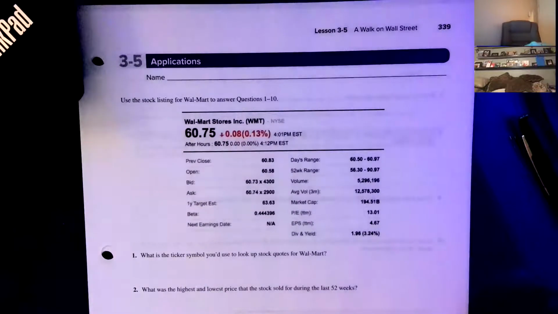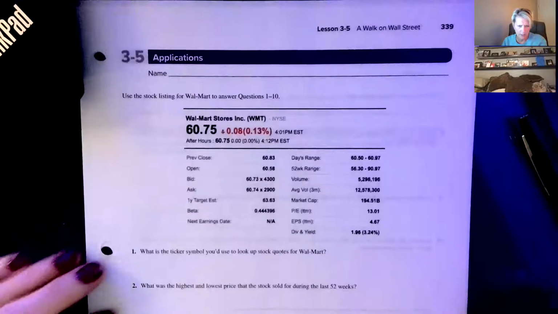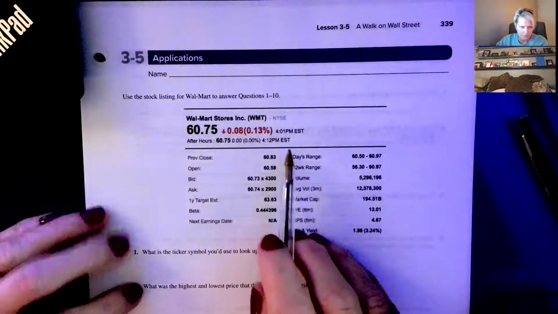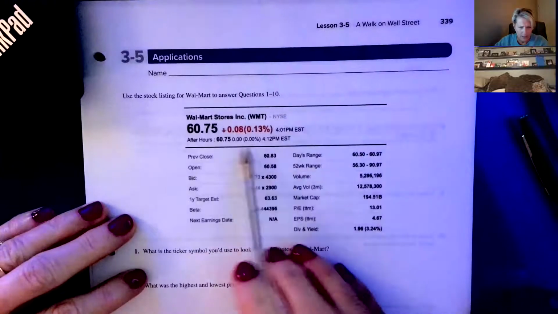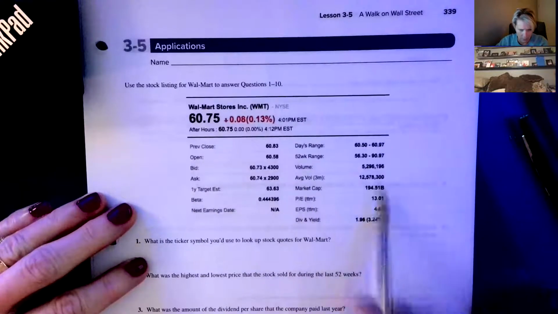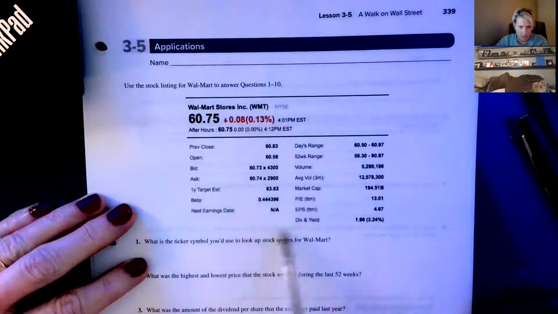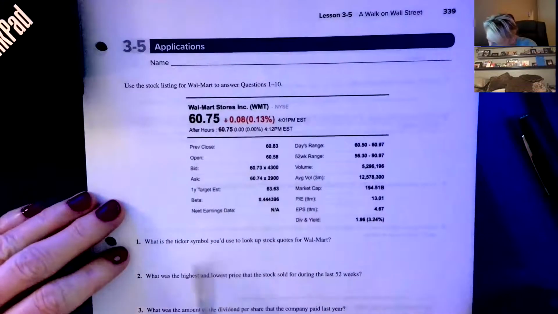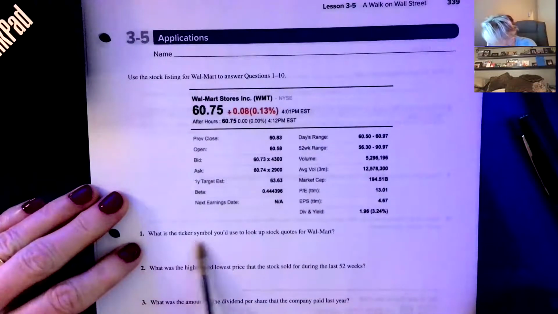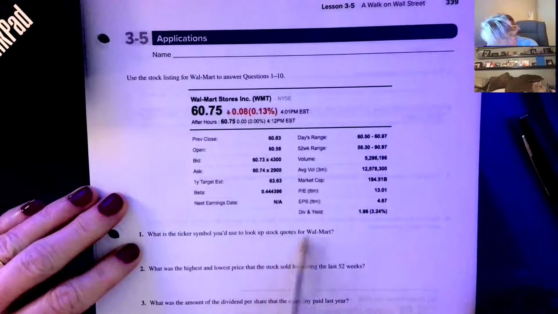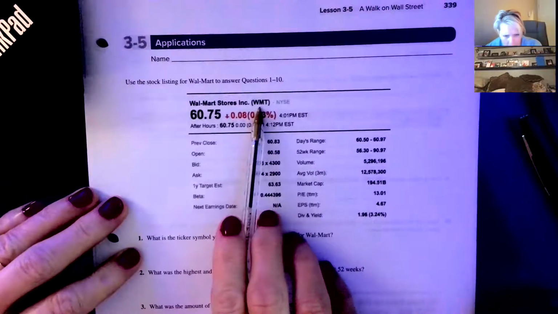ticker for, let's see. It is the ticker for Walmart stores. And so this is some information about their stock price on this date. And it says, what is the ticker symbol you'd use to look up stock quotes for Walmart? And so that would be this WMT.